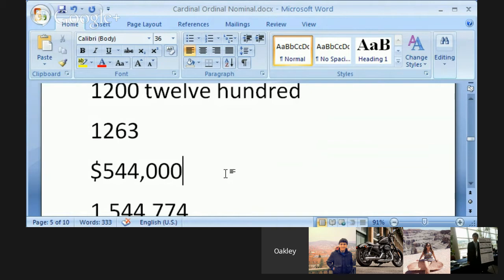Or 544 grands. Grand, not grands, no S. Okay, yes, grand. 544,000 could be 544 grand. Yes, it's very common to talk about a thousand as a grand. Okay, very good. Of course, really, if this was in the bank, I would have to have cents. The .00. All right. 544,000 and okay. Well, all right.